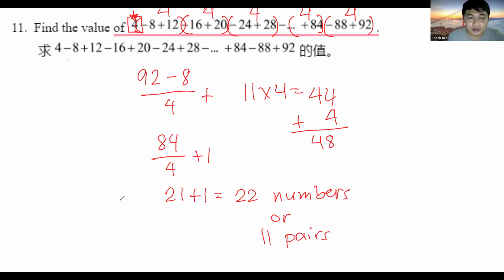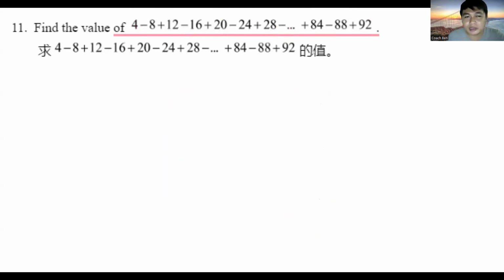So, all we have to do for this one is we group together the numbers by pair, diba? Negative 8 plus 12 is positive 4. Negative 16 plus 20 is again positive 4. Negative 24 plus 28 is positive 4. All of the pairs of numbers will give you a sum of positive 4.